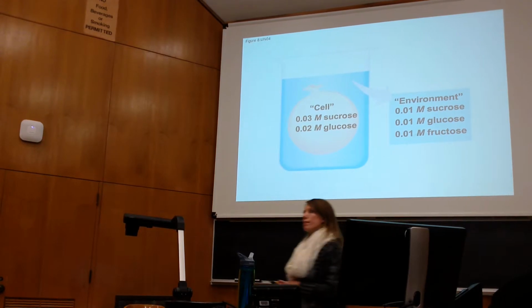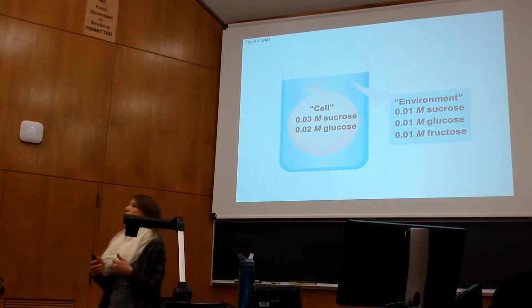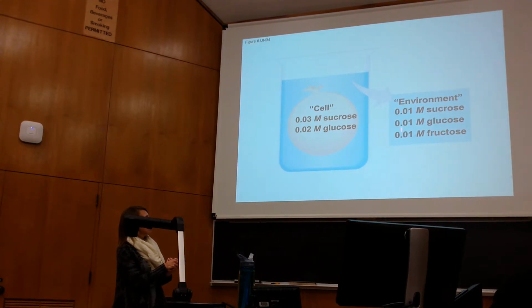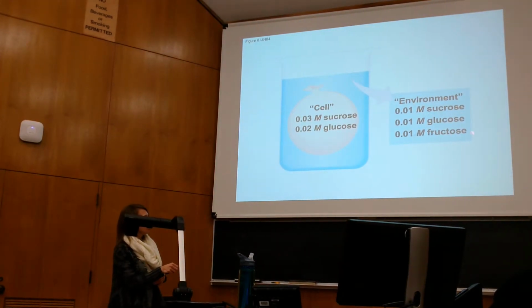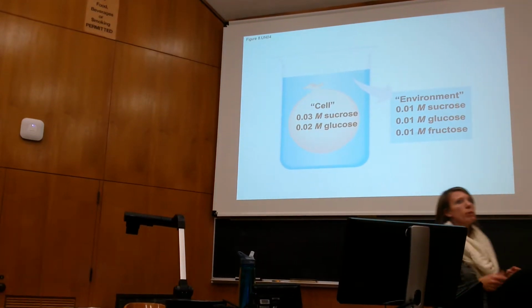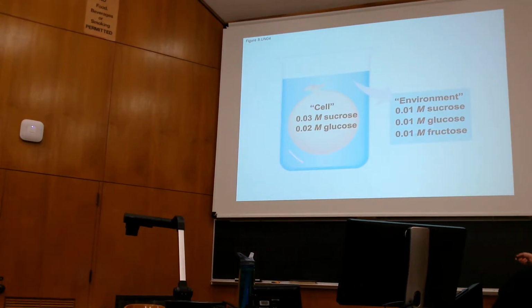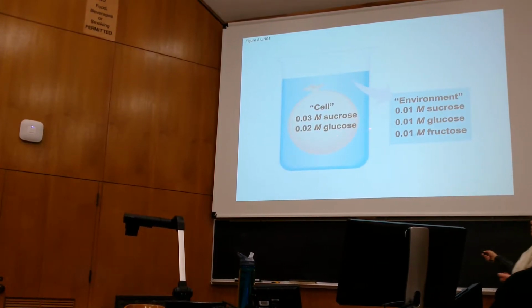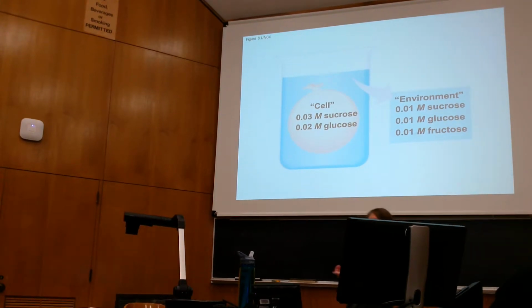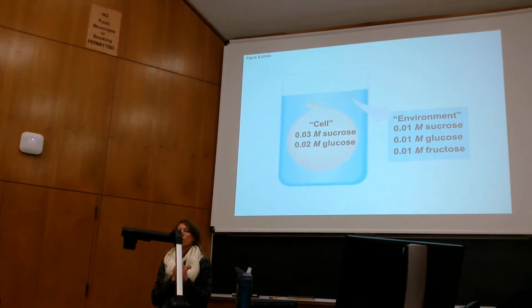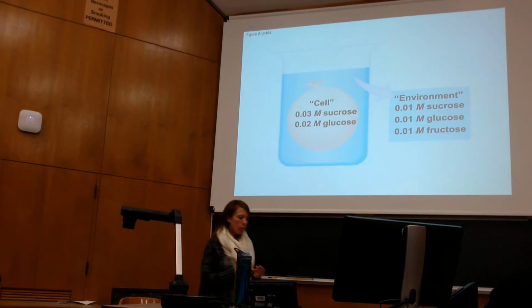Okay, so let's look at an example. We have a beaker of water that has a solution of 0.01 molar of everything: sucrose, glucose, and fructose. And then we have this membrane mimicking a cell inside here that has a 0.03 molar solution of sucrose and 0.02 molar of glucose. First of all, what type of tonicity is the solution? Is it hyper, hypo, or isotonic?